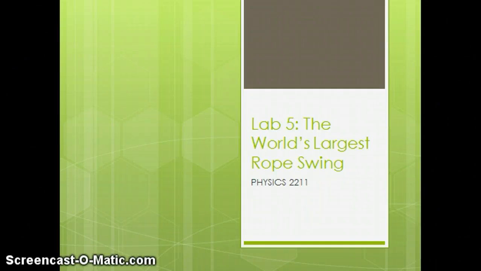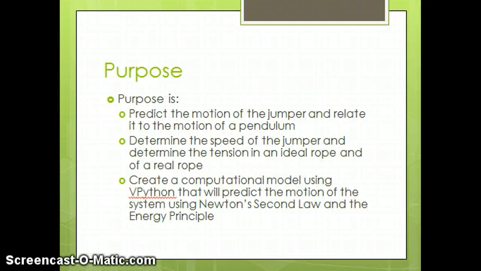This is Lab 5, the world's largest rope swing. The video used in this lab is of a person jumping off a natural bridge in Utah and swinging on the world's largest rope swing. The purpose of this lab was to predict the motion of the jumper and relate it to the motion of a pendulum. It was also to determine the speed of the jumper and determine the tension in an ideal rope and of a real rope.